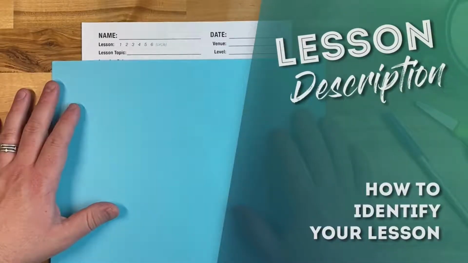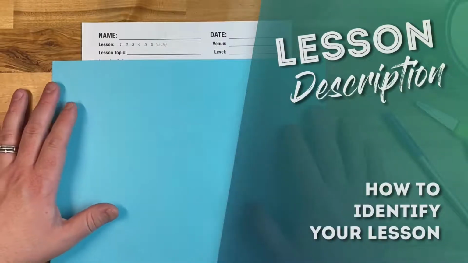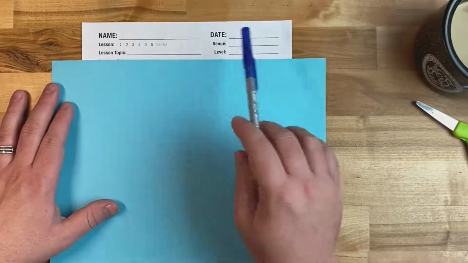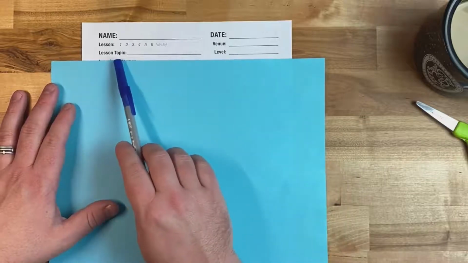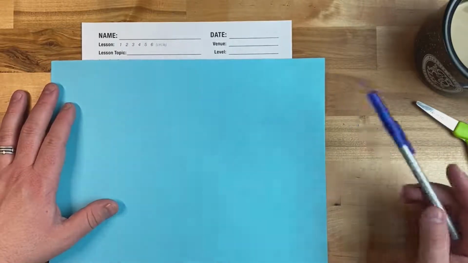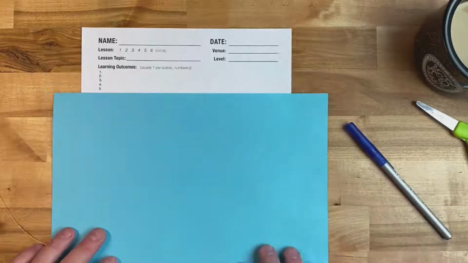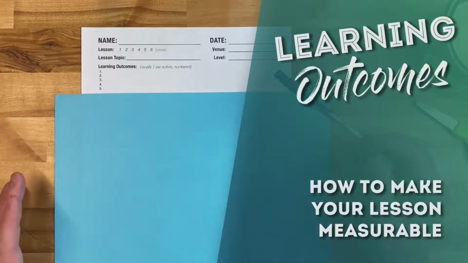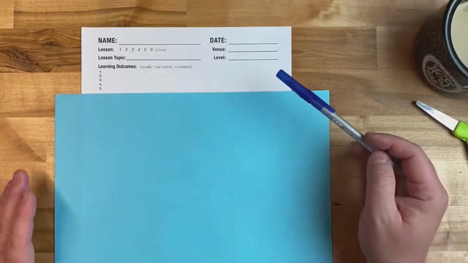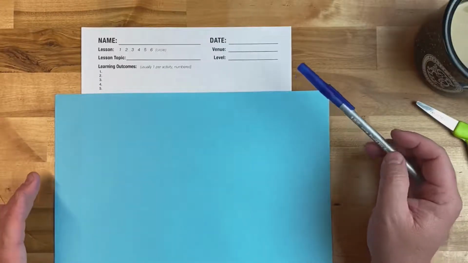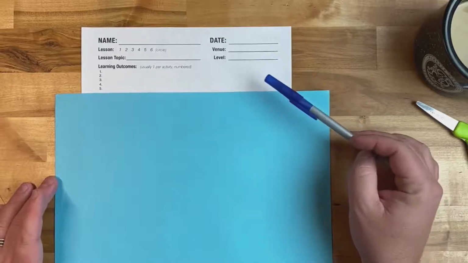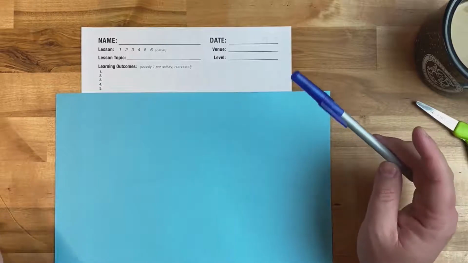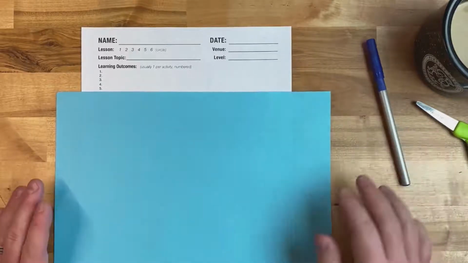Now at the top of the lesson plan here is the lesson description. This is a place to identify yourself as well as some information about this lesson, including what's the name of this lesson or what's the topic that you're teaching. Below that is the learning outcomes. These are the specific goals, specific steps that you want your students to take by the end of the lesson. And this is how you make your lesson measurable. It's through learning outcomes. And we're going to show you how to make your learning outcomes measurable.